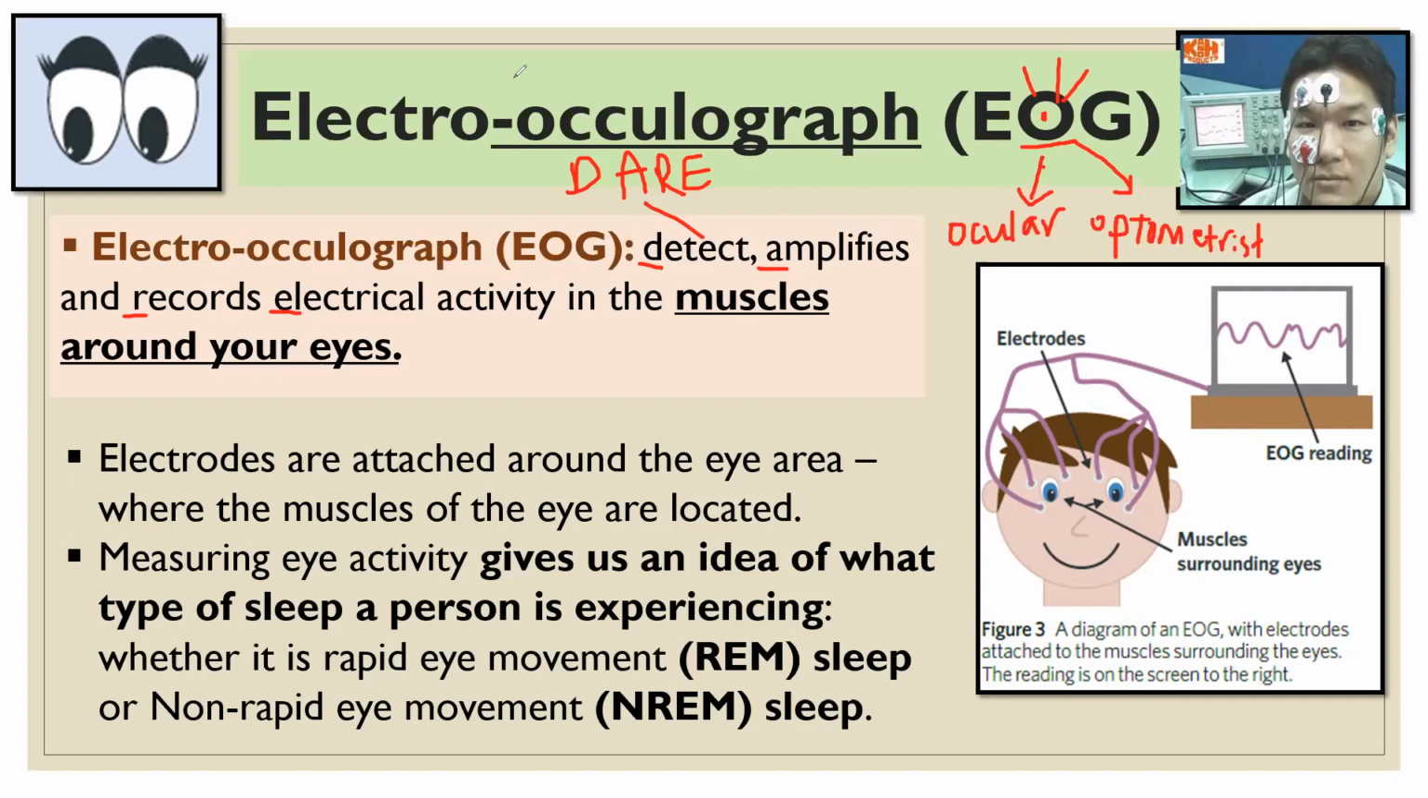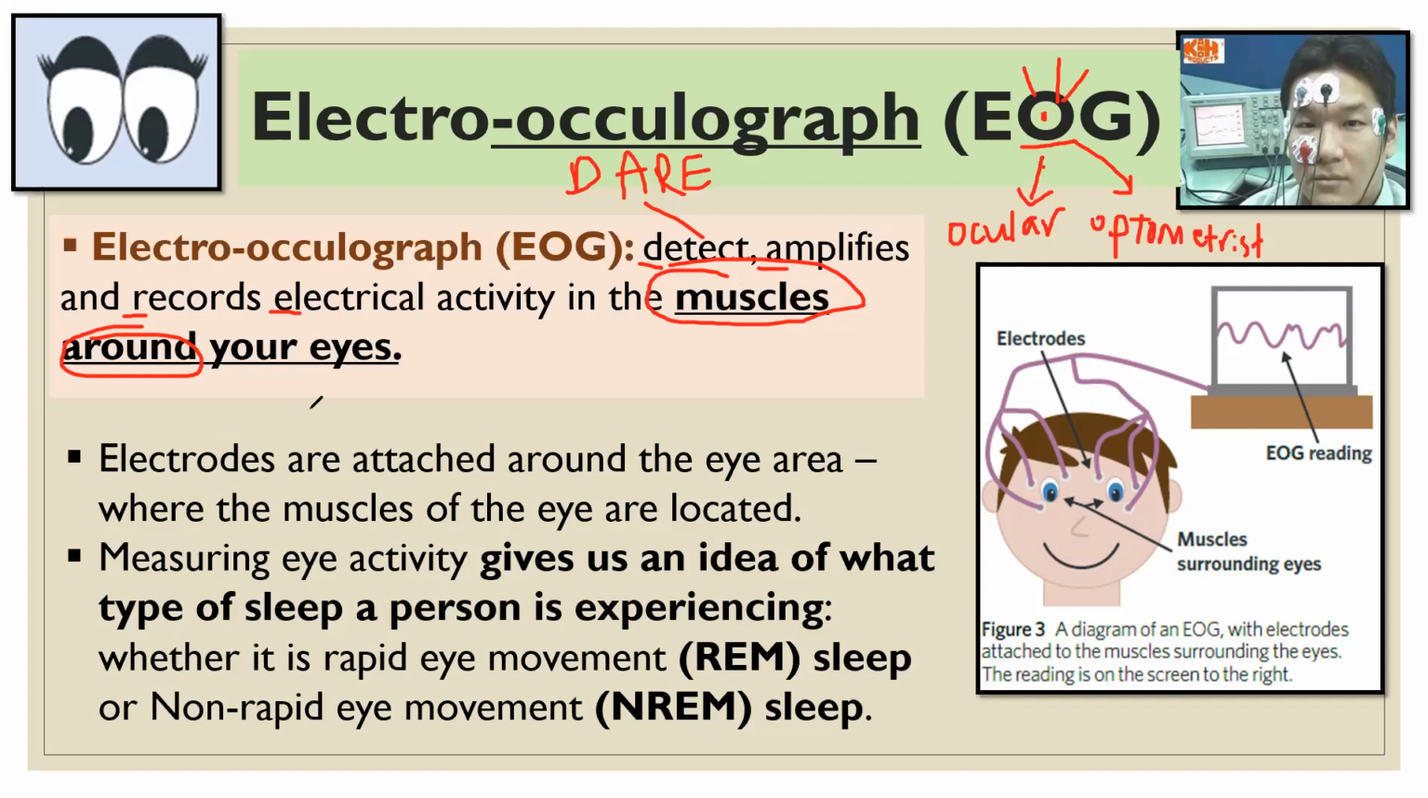Now, in the SAC or in the exam, if you were to write electrical activity in the eye, that would be wrong. You always need to specify it's the electrical activity in the muscles around the eyes, okay? Your eyes themselves don't move. It's actually the muscles in your eyes that cause your eyes to move. In the same way the muscles in your arm allow your arm to move, the muscles in your eye allow your eyes to move. So you have to be really specific with this. And VCAA are very pedantic and very nitpicky about this kind of stuff. Okay, so muscles around your eyes.